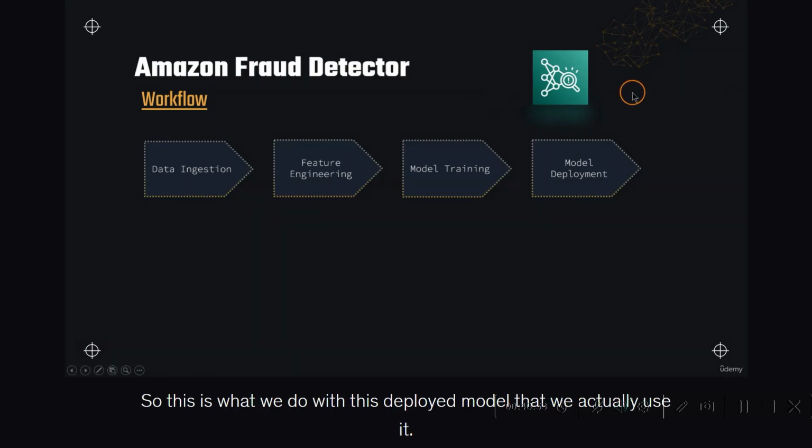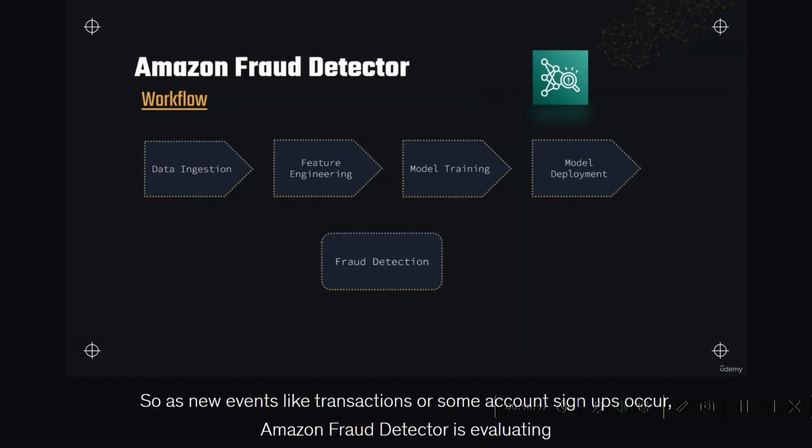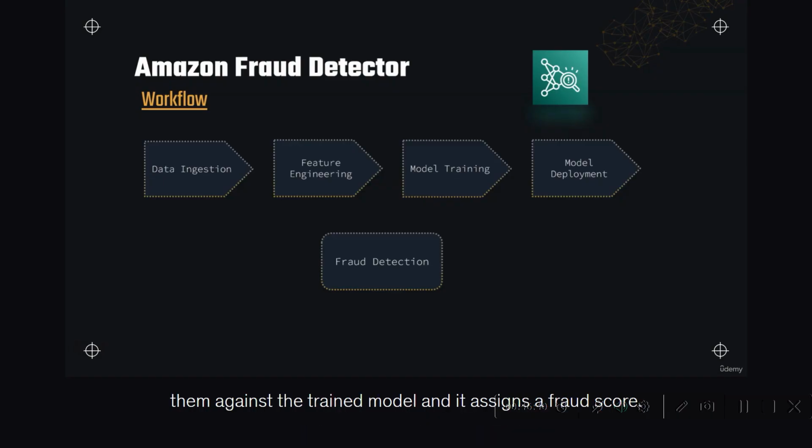So this is what we do with this deployed model, that we actually use it. So as new events like transactions or some account signups occur, Amazon Fraud Detector is evaluating them against the trained model, and it assigns a fraud score. So this is indicating the likelihood of the fraud. So this is a confidence score, how much confidence there is that this is a fraud or not.